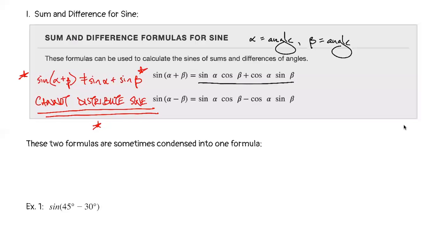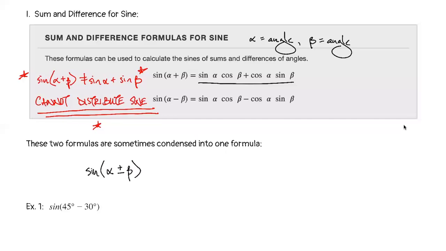And so sometimes, instead of writing them as two separate formulas, especially if you're trying to save room on a reference sheet or something like that, we take these two formulas and write them together as one. We just make sure we know that if we're adding, we have to add on the other side, and if we're subtracting, we have to subtract on the other side, okay? And so sometimes we write it as a single formula like this: sine of alpha plus or minus beta.